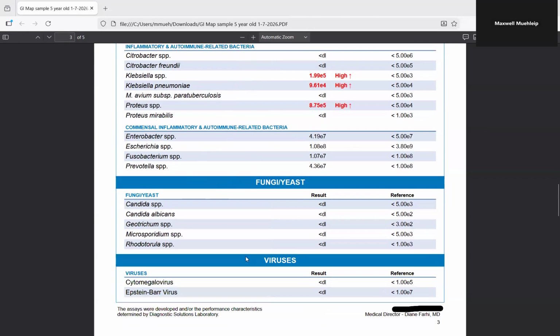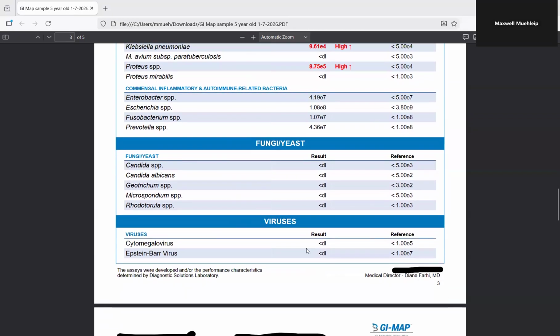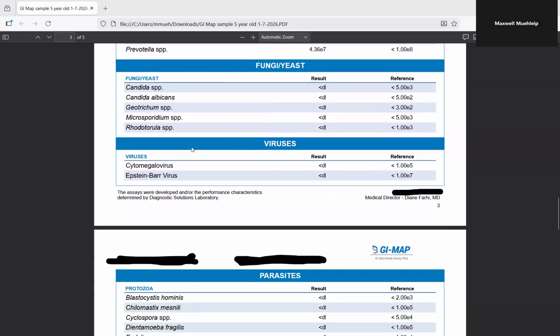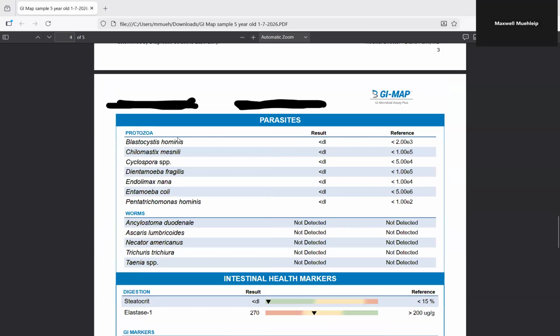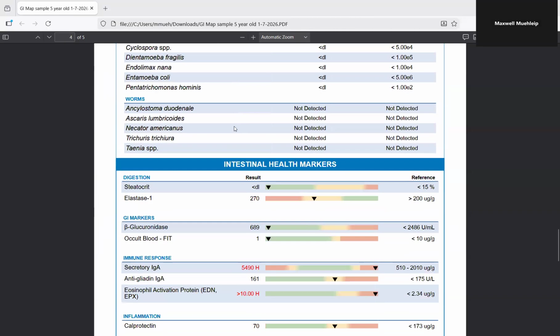When it comes to the yeast and fungi, she didn't have candida overgrowth, which is nice to be able to rule that out. No cytomegalovirus or Epstein-Barr virus. Some common things that can cause major issues in the gut. No parasites were present, at least none that they were able to detect, so that is positive.